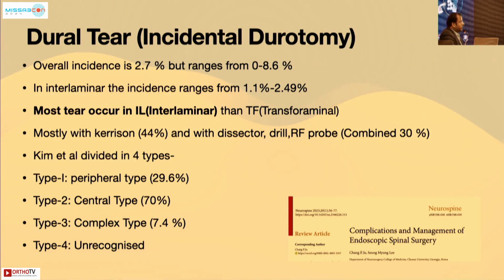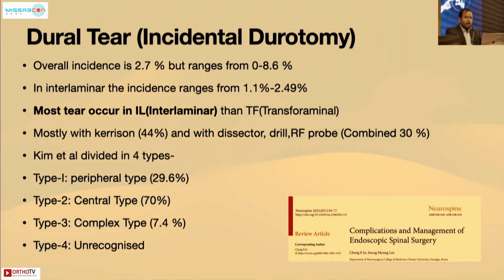So for dural tear, the overall incidence is around 2.7%, but it ranges from 0 to 8.6%. In interlaminar, the incidence goes quite low, ranging from 1.1 to 2.4%. Most tears occur in interlaminar because the play is more and the neural retraction is more here, and they mostly occur with the Kerrison punch and the dissector. After that, there is the drill and RF, which combined cause approximately 30%.